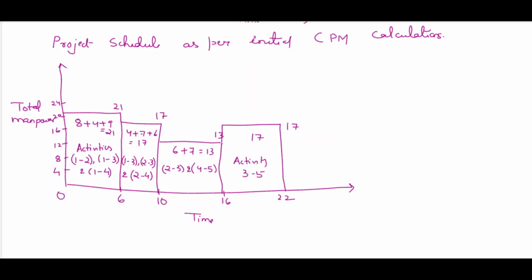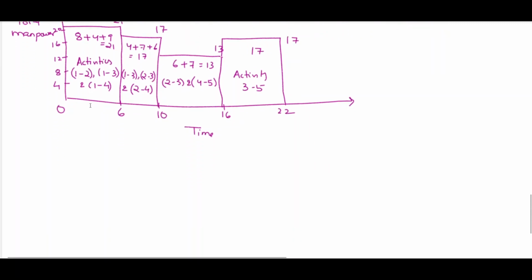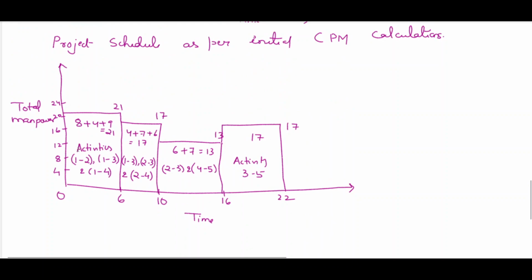Now it is a problem of resource leveling. Resource leveling means we have to arrange the manpower in such a way that everywhere we get an equal value. This line should be a straight one. Here in two cases we are having 17, 17. Let's try to reduce this and to increase this.